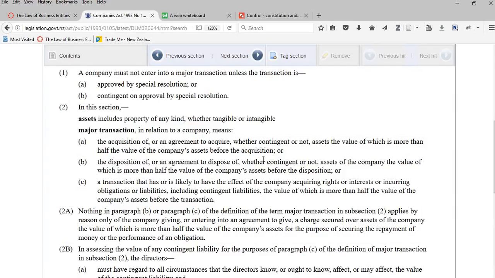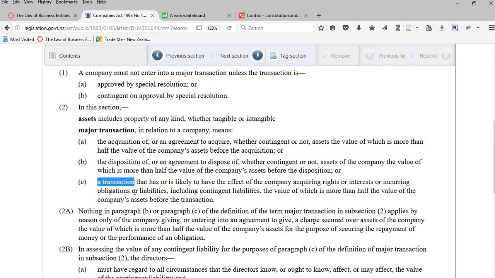And that's defined in section 129, which I have open here from the Companies Act 1993. So a major transaction talks about an acquisition which is more than half the value of the company's assets before the acquisition. Secondly, a disposition, which is a disposal, which might be a sale, it could even be a gift, it might be leasing, it might be securities. Any disposal, however done, which is more than half the value of the company's assets before the disposition.